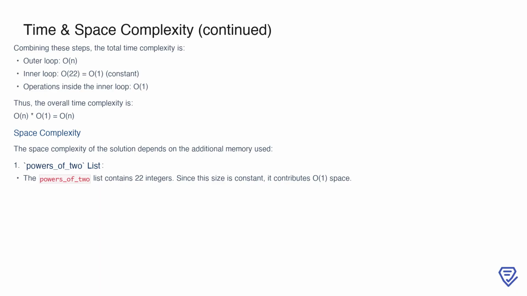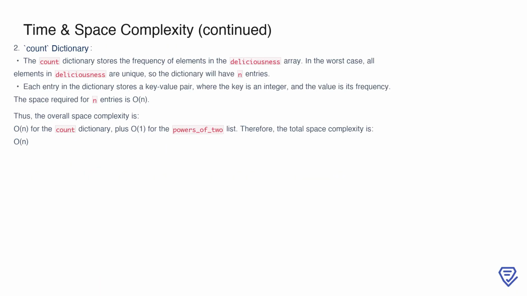Moving on to space complexity, we consider the additional memory used by the solution. The first contributor is the powers_of_2 list, which contains 22 integers. As the size of this list is constant, it adds O(1) to the space complexity. The primary contributor to space complexity in this solution is the count dictionary. This dictionary is used to store the frequency of elements in the deliciousness array.